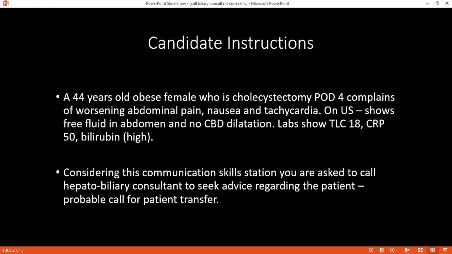The patient needs extra investigation, MRCP, and she may need an ERCP to delete any obstruction, so I transfer her for your care. Good.